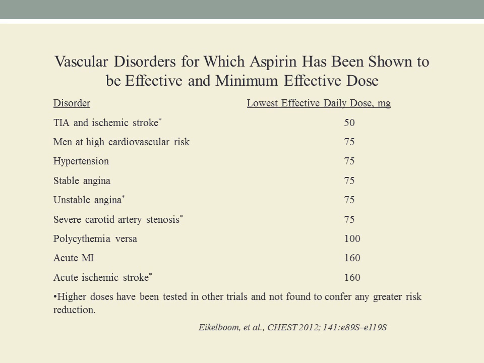I've included on this slide a summary table of these doses, which is from the 2012 CHEST guidelines on antithrombotic and thrombolytic therapy from the section on antiplatelet drugs. This is the most recent version of the CHEST guidelines that is available. You can review these doses at your leisure.